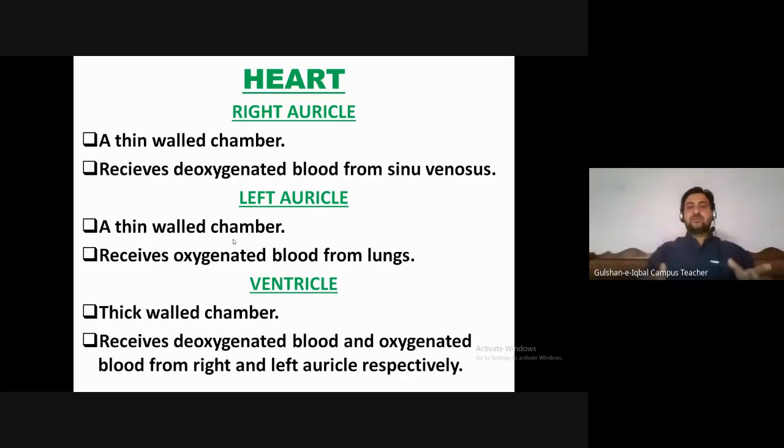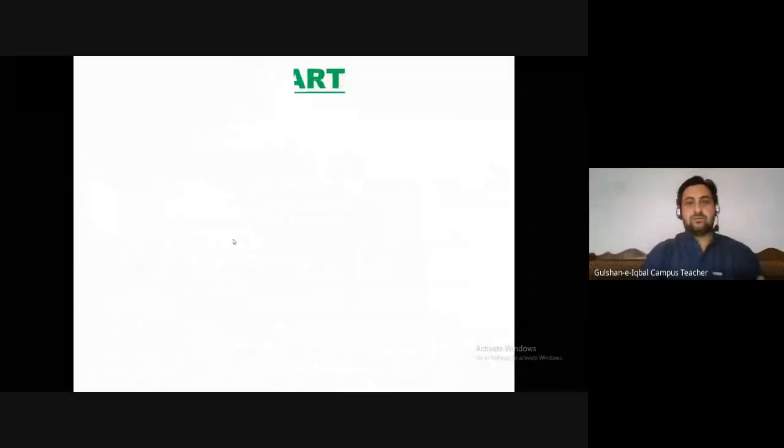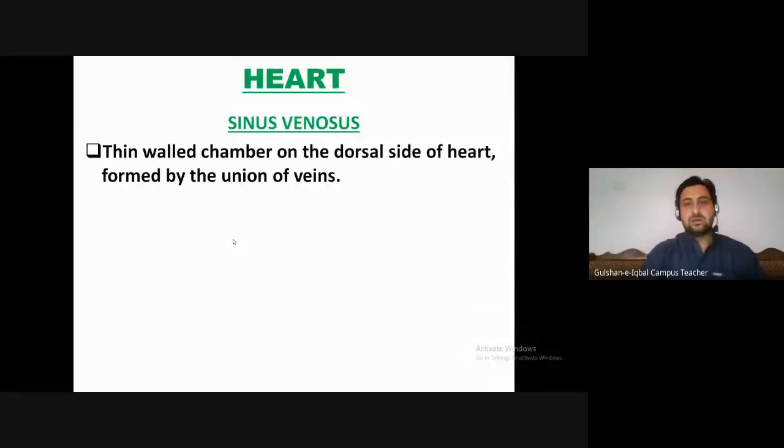So the oxygenated blood from the left side and the deoxygenated blood from the right side is being received by the ventricle. And then after the ventricle, that blood is transferred to the truncus arteriosus. The sinus venosus is present on the dorsal side, on the back side. It forms a union of veins; there are lots of veins forming the sinus venosus. And then we have the truncus arteriosus.